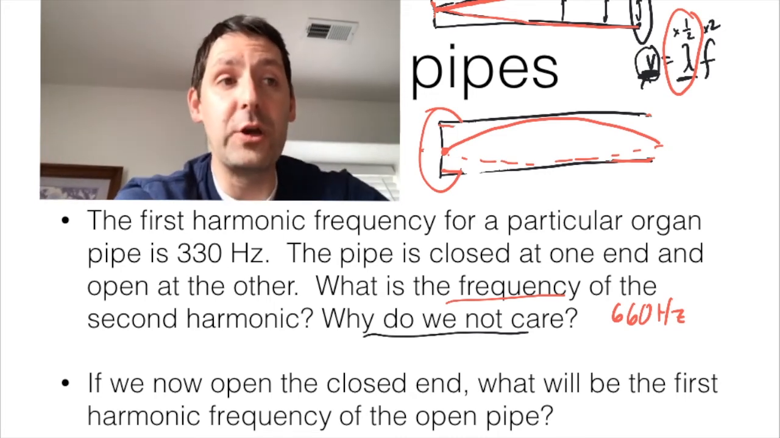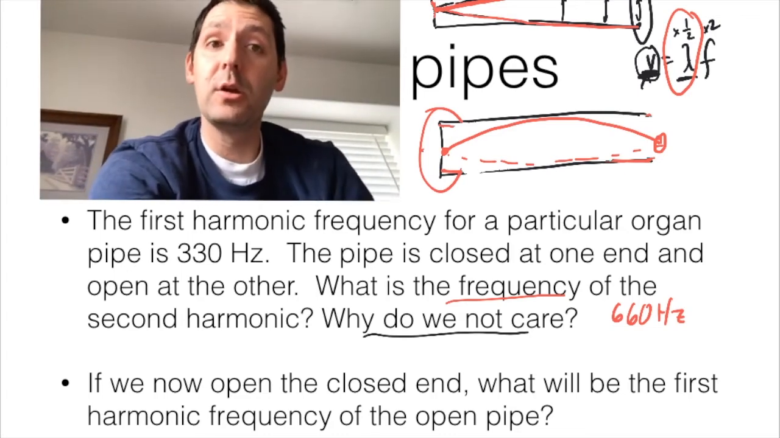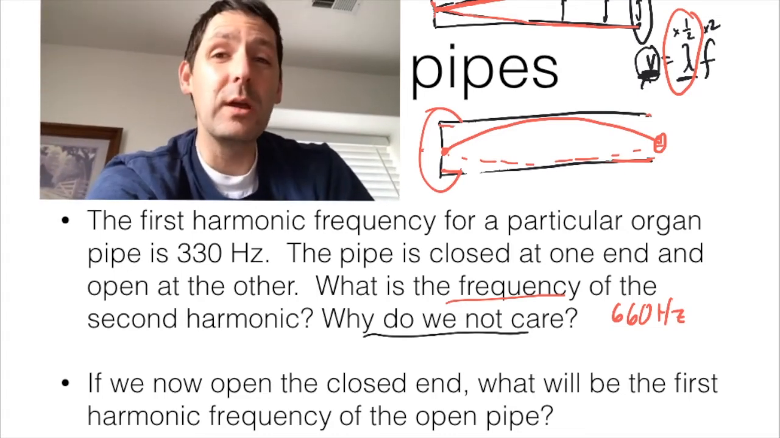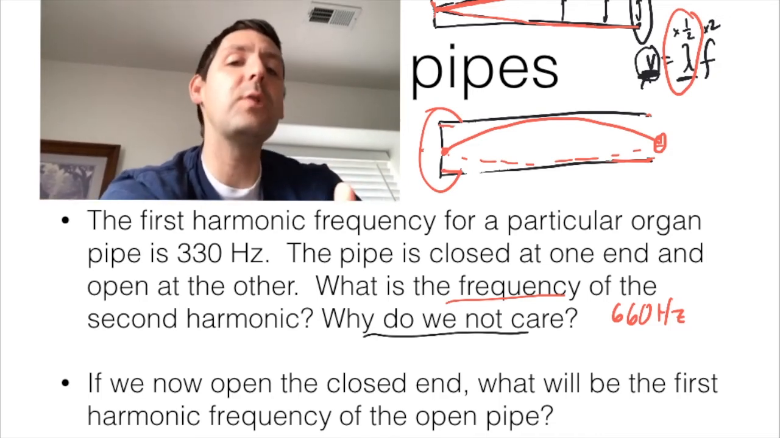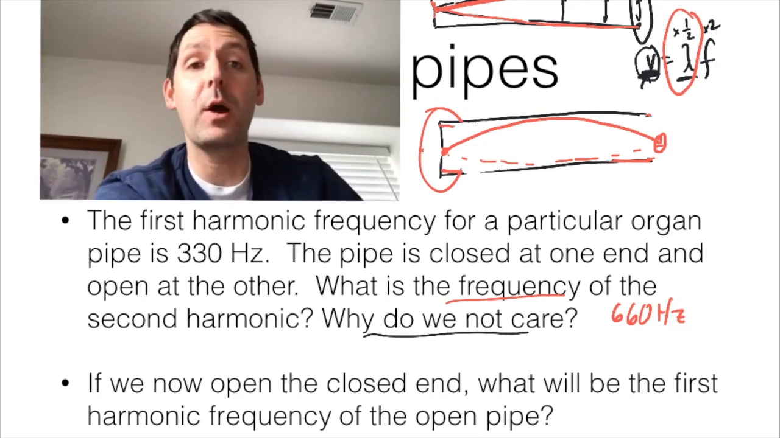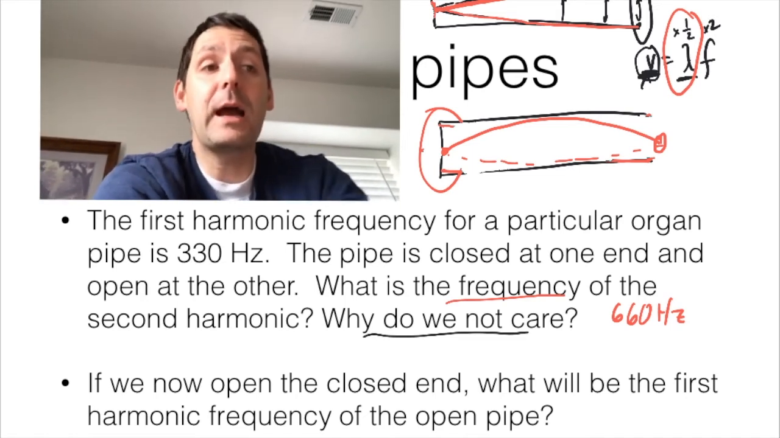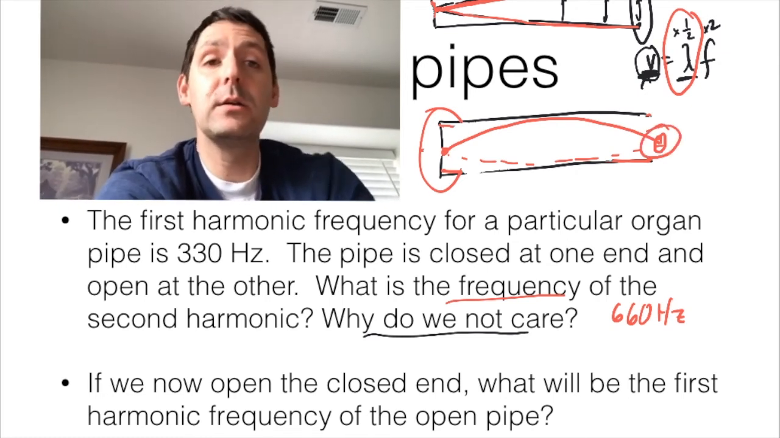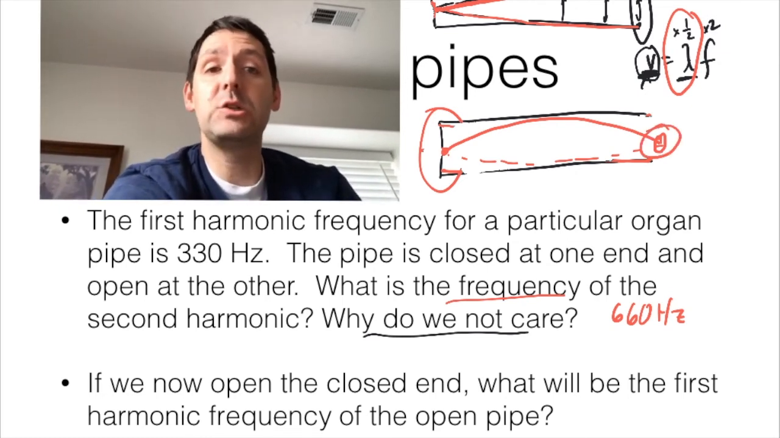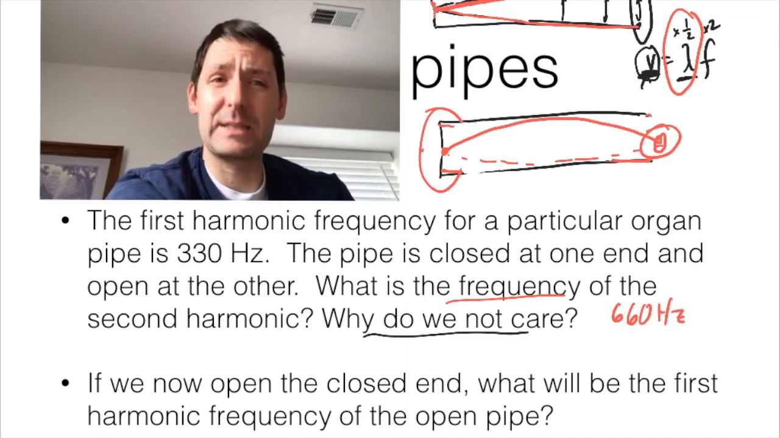Okay? Now, what do you see here? Do you see a particle that's vibrating back and forth, creating sound? No. You see a node. And because there's a node there, it actually won't create any sound. So why do we not care that the frequency of the second harmonic is 660? Because we can't hear it. We can't hear it because that specific situation for a closed pipe gives us that situation where we have a node at the end. All right? Okay? Let's move on to the last part of the question.